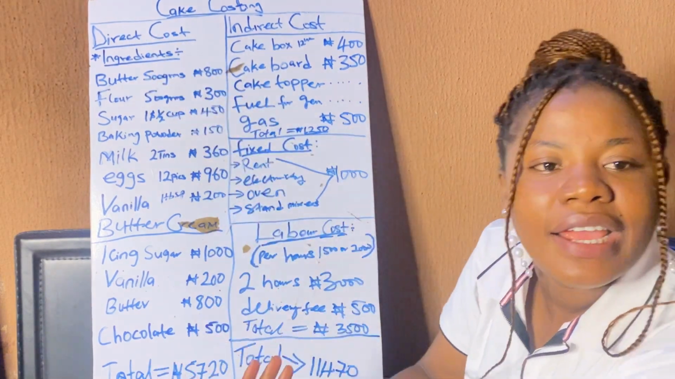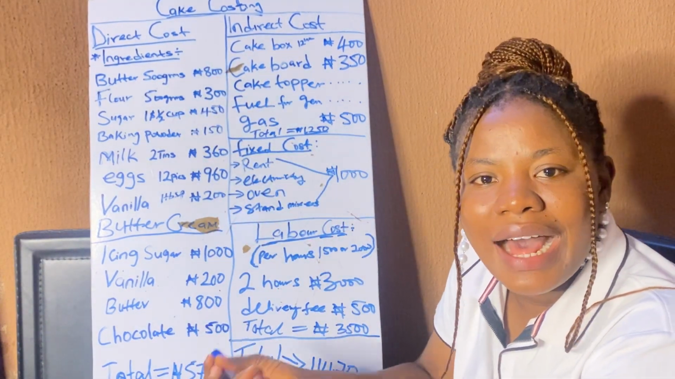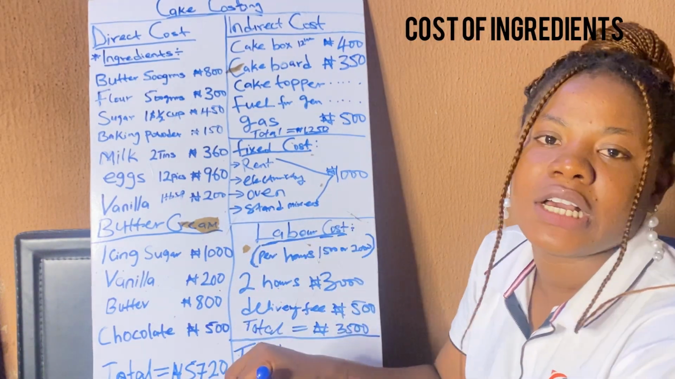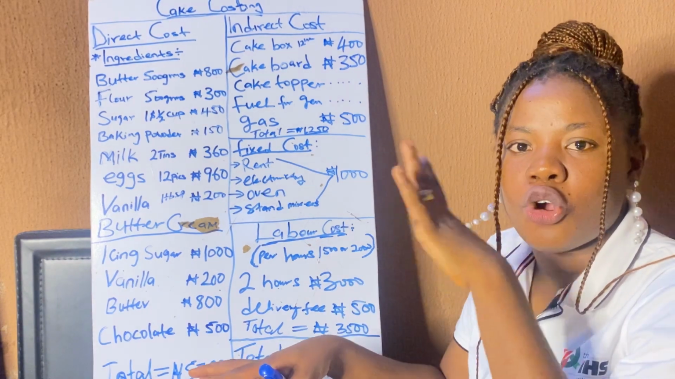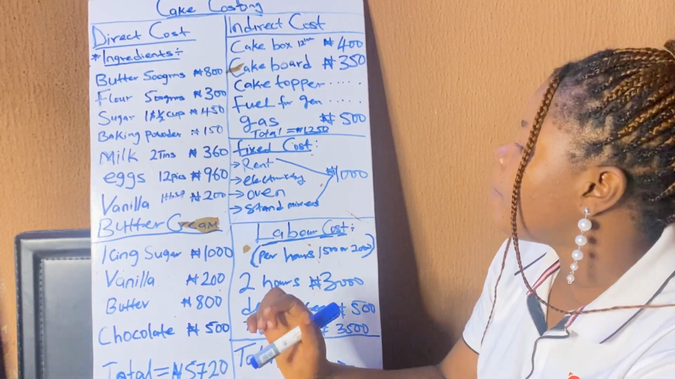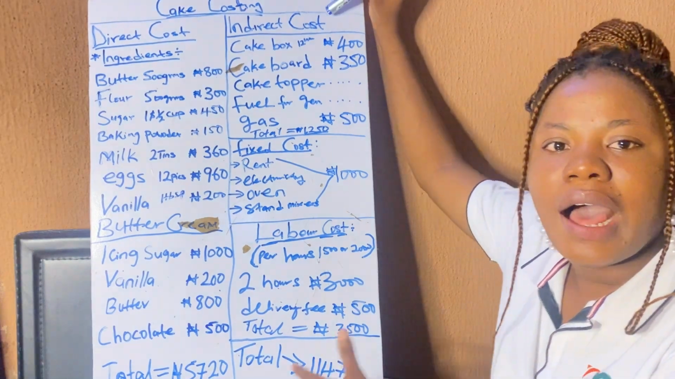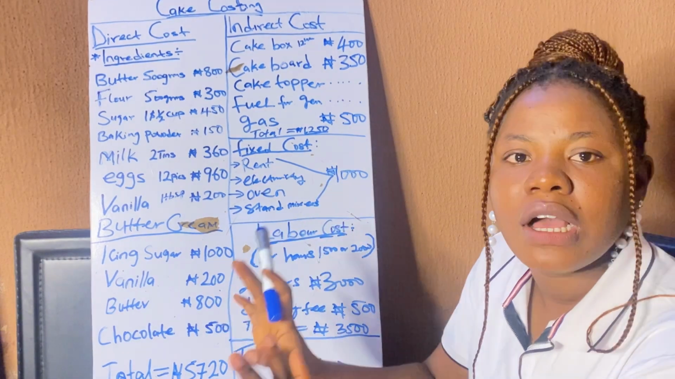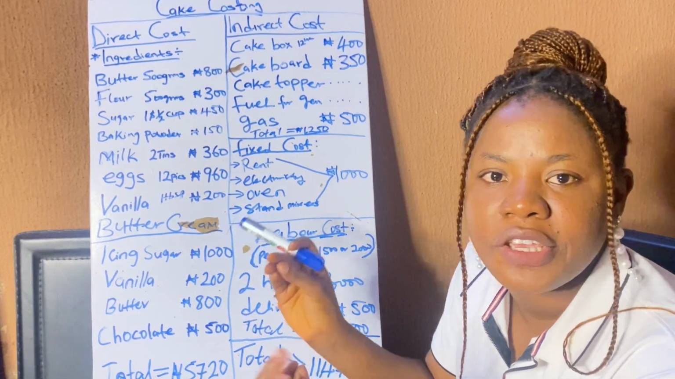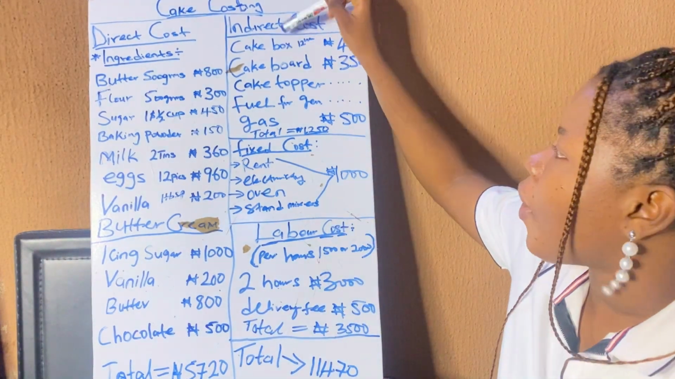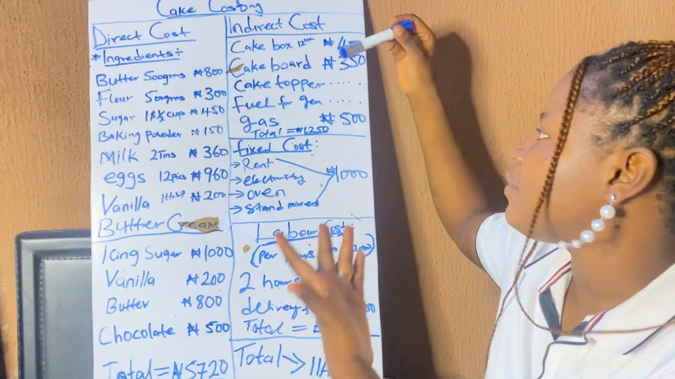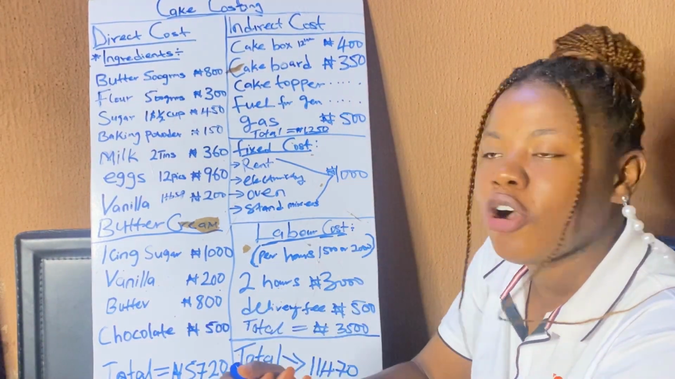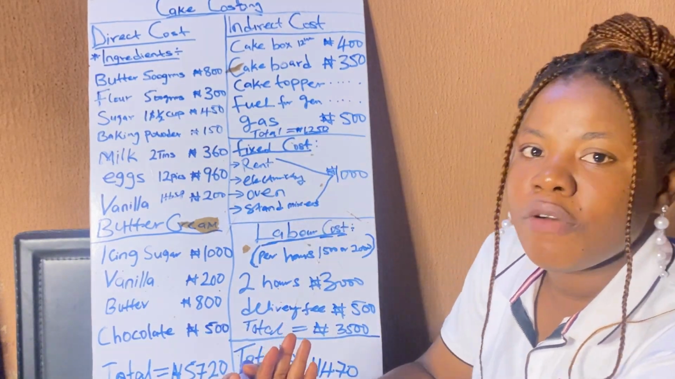What do we mean by direct costs? Direct costs are those ingredients you use when you are making or preparing the cake. The ingredients you're going to cost to get your direct cost. But indirect costs are, I will call it equipment, those things you also need to make this cake a success, but they are not ingredients, such as your cake board, your cake boss, the cake topper, fuel for your generator, even your gas and so forth.